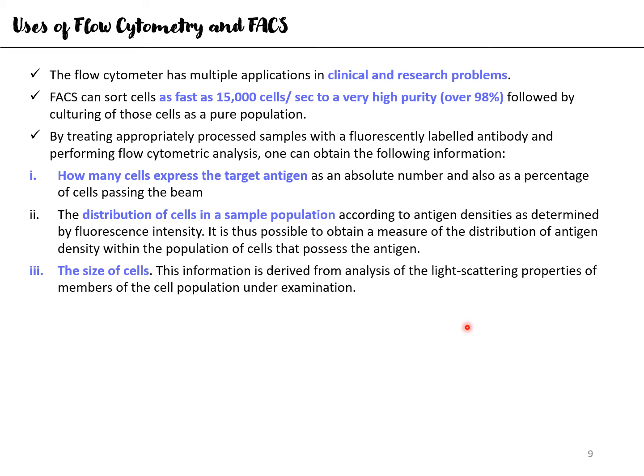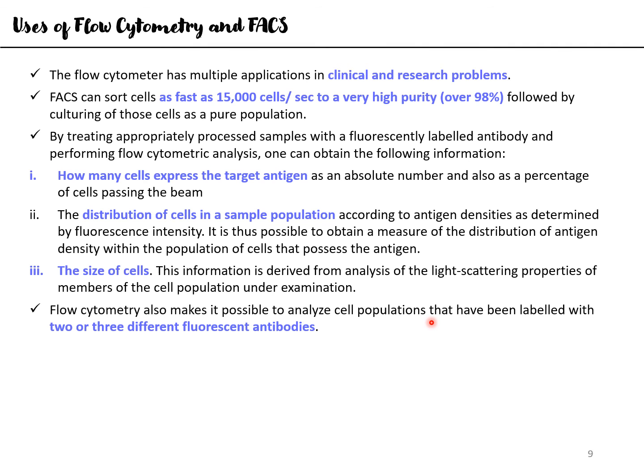The forward scatter detector actually detects the size of the cell. This information is derived from analysis of the light scattering properties of the members of the cell population under examination. A bigger cell will scatter the light more. So how much of the laser beam that was initially being detected by the first detector is being interrupted is a measure of the size of these cells.